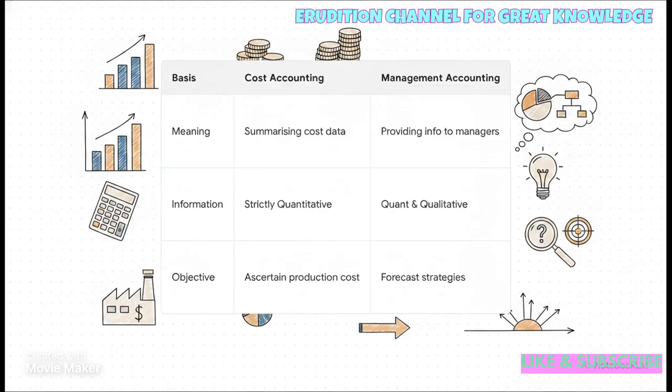Management accounting, on the other hand, takes that hard data and blends it with qualitative, non-financial insights. So while cost accounting aims to ascertain the exact cost of production, management accounting aims to use that information to forecast and choose among alternative business strategies.